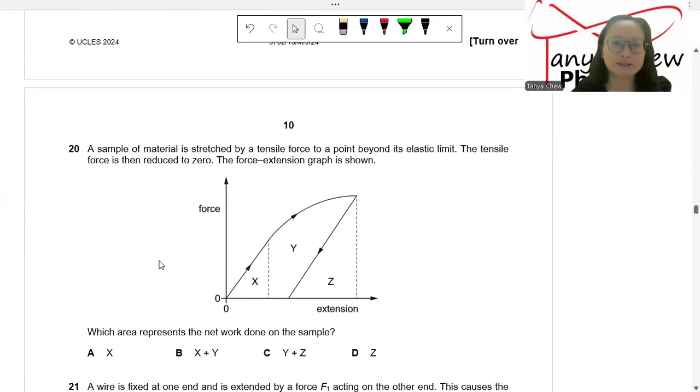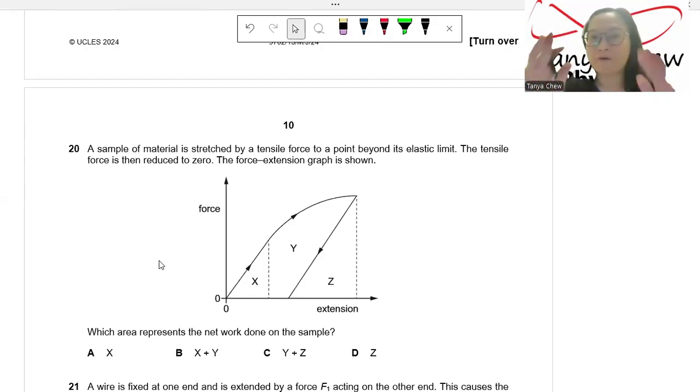Question number 20, a sample of material is stretched by a tensile force to a point beyond its elastic limit. Tensile force is then reduced to 0. Force extension graph is shown. When a material is being stretched beyond the elastic limit, plastic deformation will occur and the material would never go back to the original size, original dimension. Which area represents the net work done on the sample?